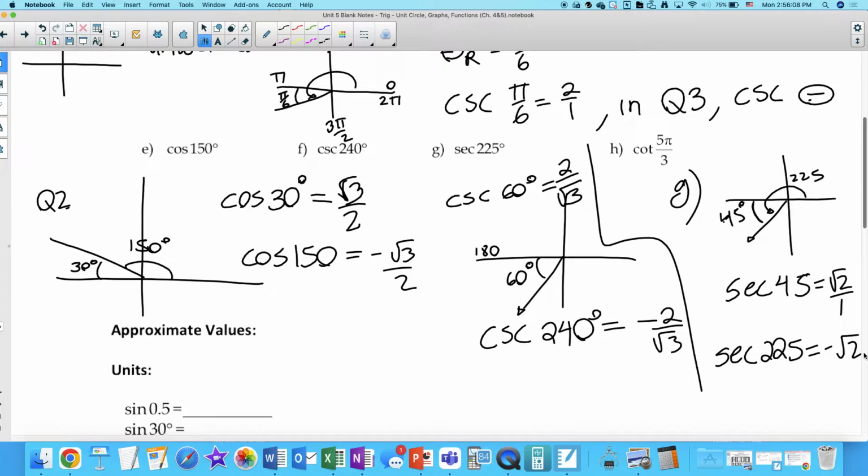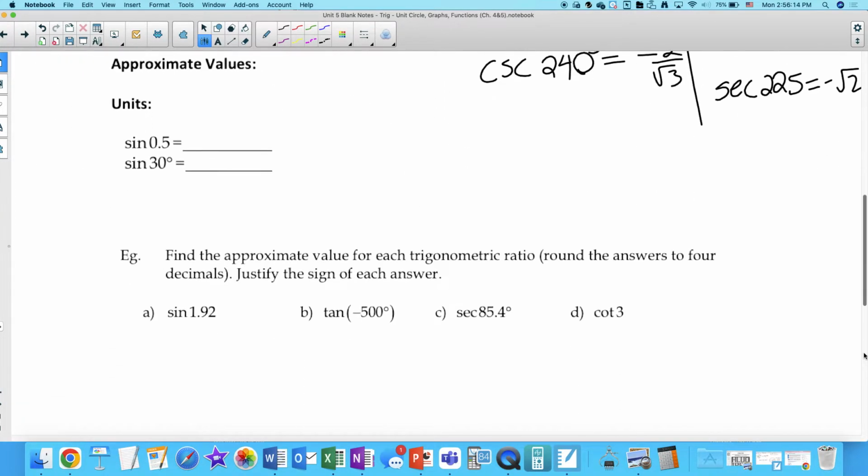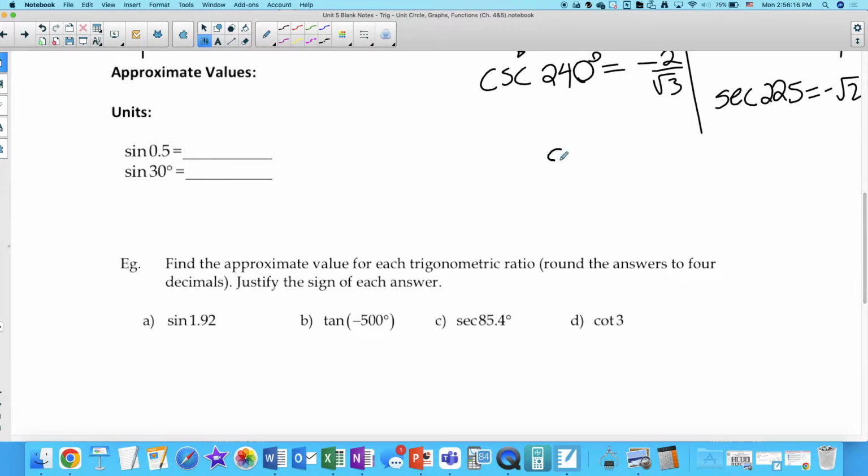Okay, and then for H, that's the cotangent of 5 pi over 3. So we're in radians. Where do you think that's going to go? You may need to convert to degrees, and that's totally fine. Yes, it is 300 degrees. Okay, so I don't actually do the conversion. I want to model for you what I do, okay?